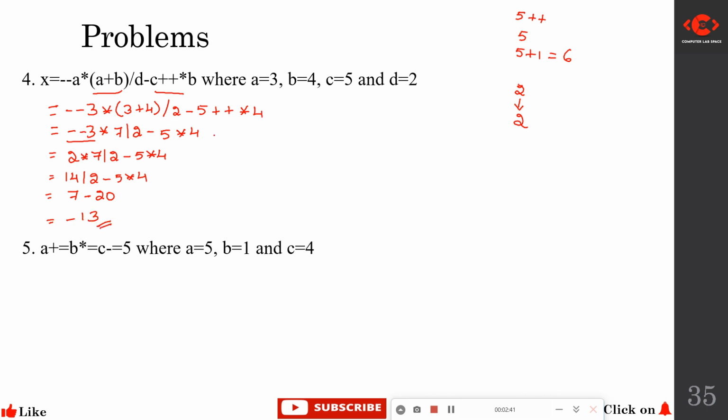But what is the value? The expression value is minus 13. But what will happen to the A, B, C, D value? So A value becomes 2 only, then B value becomes 4, no change in that since no increment, no decrement for the variable B, but C value will be 6 because we have used that and it has been incremented. So C is equal to 6 and D is equal to 2. So this is the final answer for this particular expression.